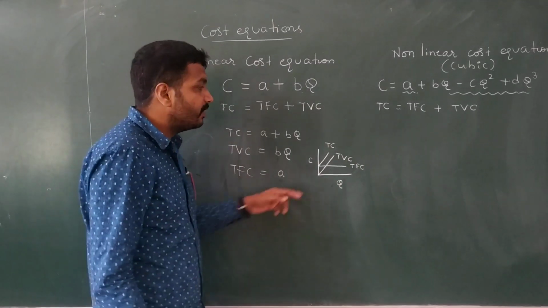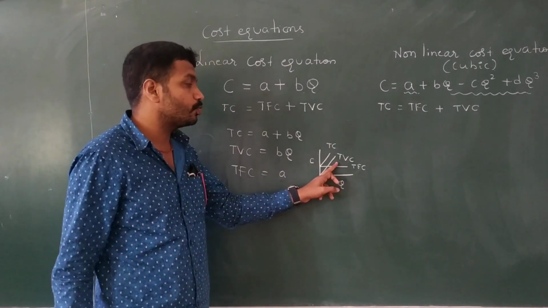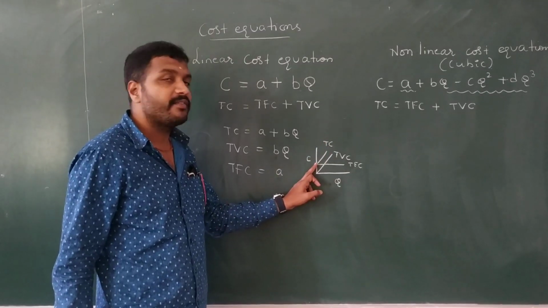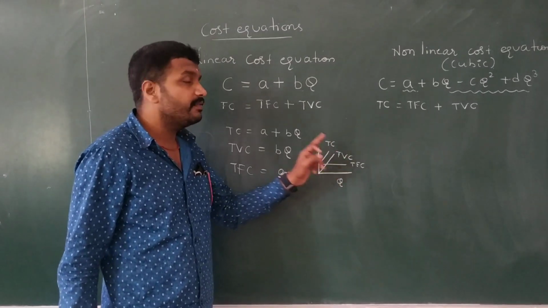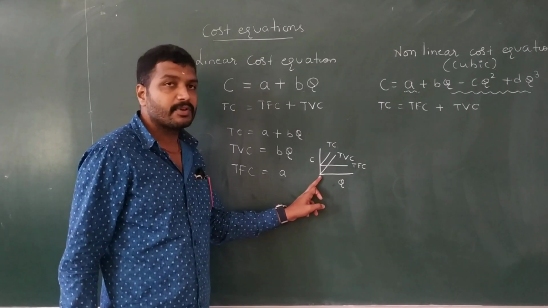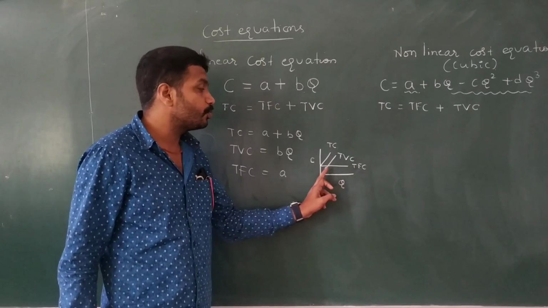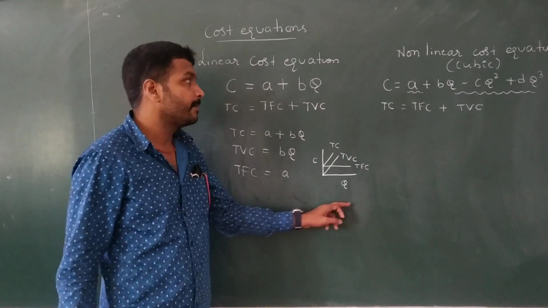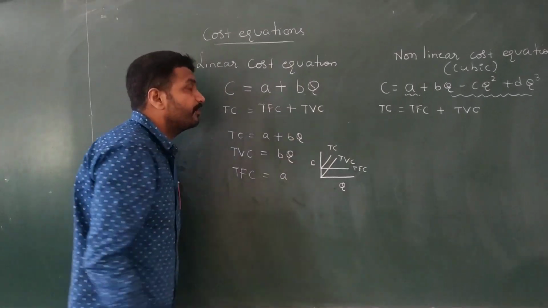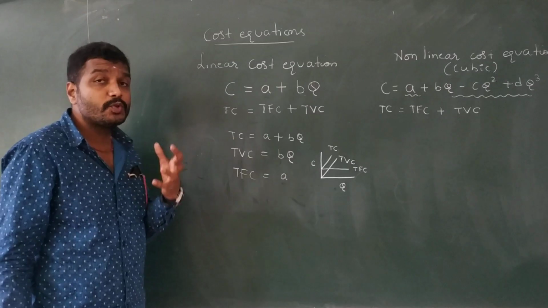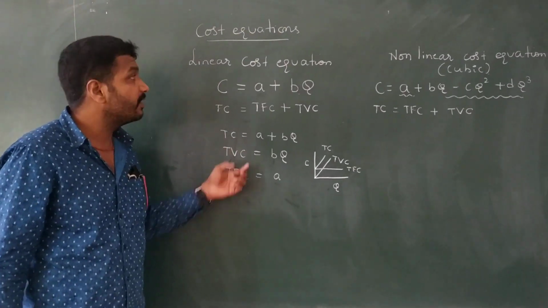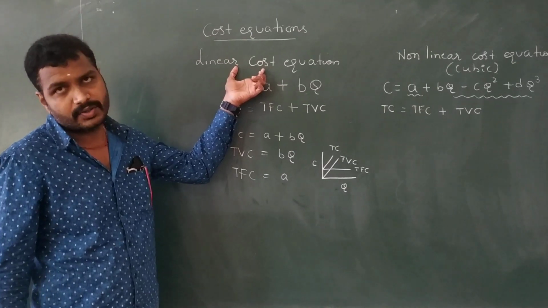So we can say that TC and TVC both are linear. TC will be linear but it will have an intercept. TVC will be linear and it starts from the origin. TFC is parallel to the x axis or output axis. This is the nature of the absolute cost concepts, that is TC, TVC, TFC, when we consider the linear cost equation.